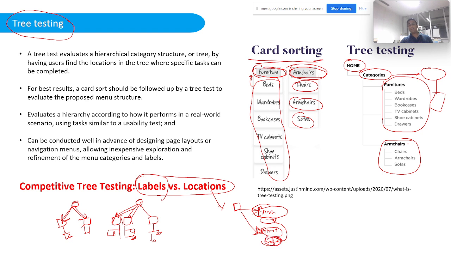For example, if multiple users click furniture first to identify sofa, and then later they arrive at sofa, that means the position of sofa is not correctly done.